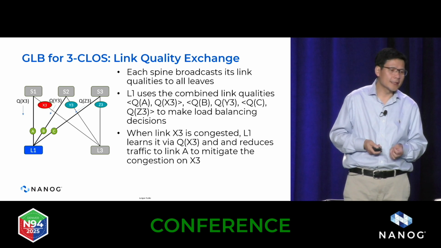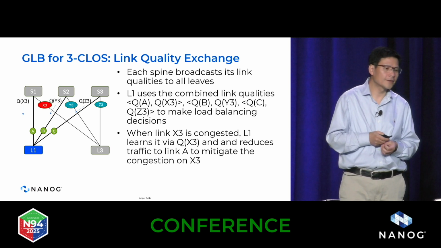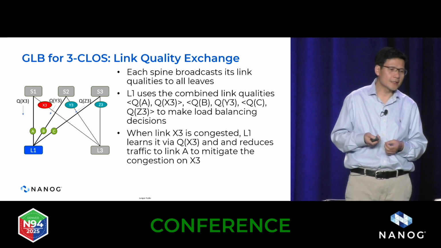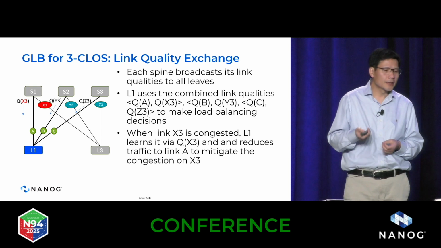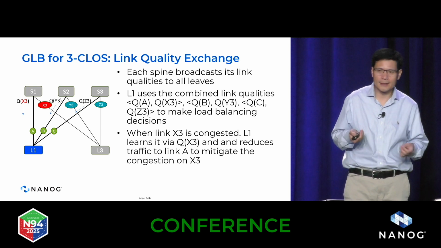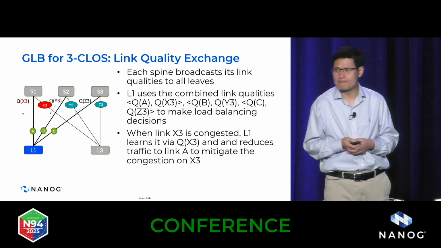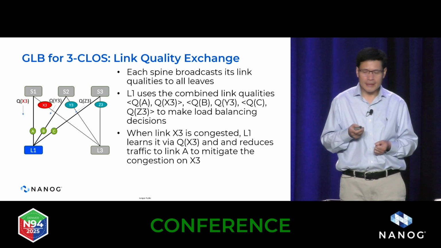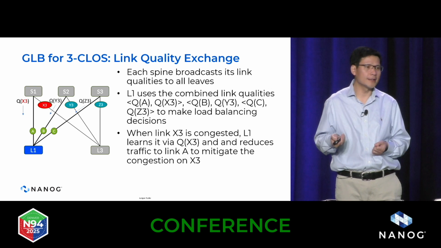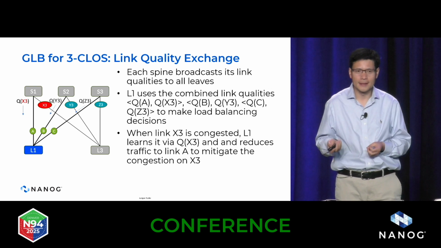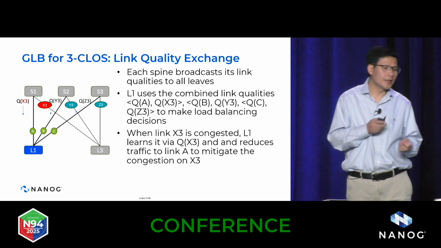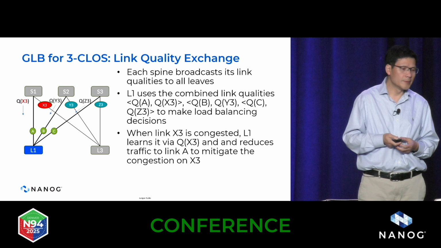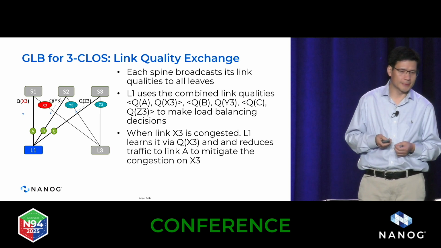For example, in this case, let's say the link going from spine 1 to L3, link X3, is congested. So S1 will send the message QX3 to indicate that X3 is congested. Once leaf L1 learns this information, it will know that the path going through S1 is more congested than the other path. That's how it can offload some of the traffic from link A towards B and C to mitigate the congestion on X3.